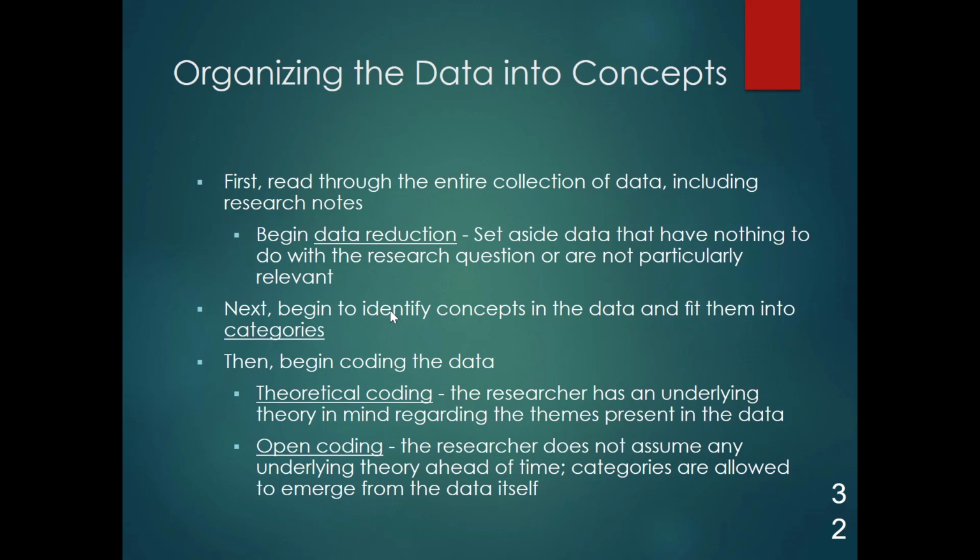So next, you want to begin to identify concepts in the data and fit them into categories. So here's what you may look at. You may find different themes in the data, and you may separate them into categories. Then you begin coding the data. So theoretical coding is when the researcher has an underlying theory in mind regarding the themes they find in the data. Open coding is when the researcher does not assume any underlying theme ahead of time, and so categories are allowed to emerge from the data itself.